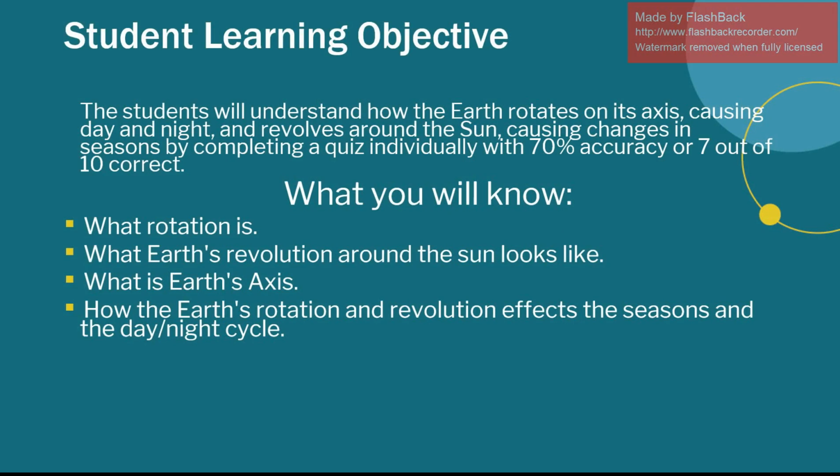Here is our student learning objective. By the end of this lesson, you will know what rotation is, what Earth's revolution around the sun looks like, what Earth's axis is, and how the Earth's rotation and revolution affect the seasons and the day and night cycle.